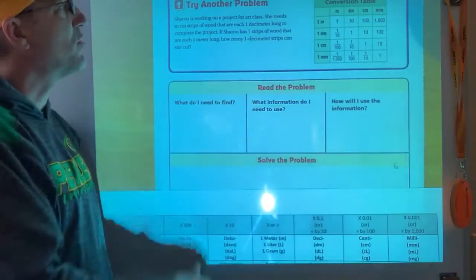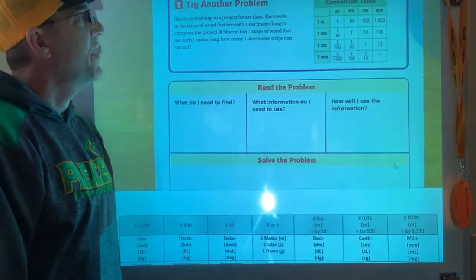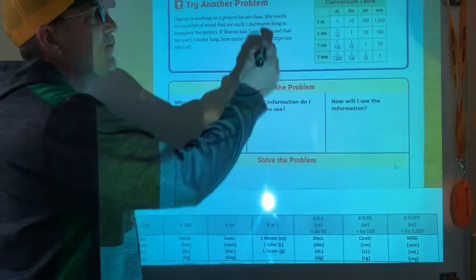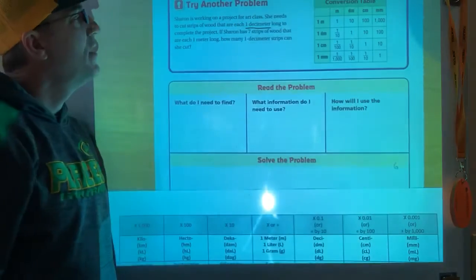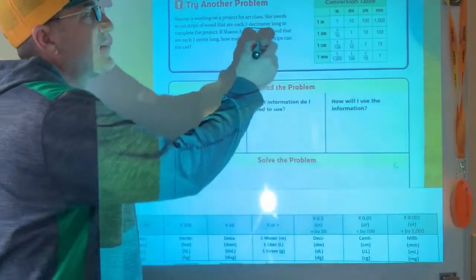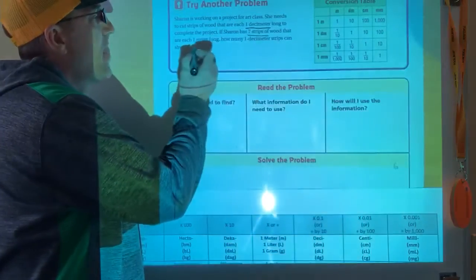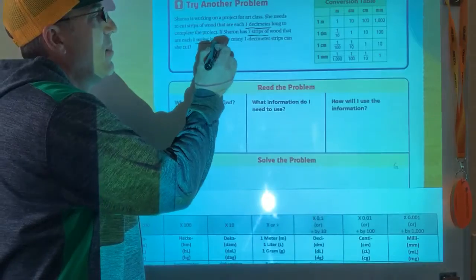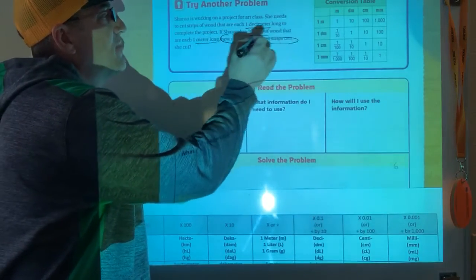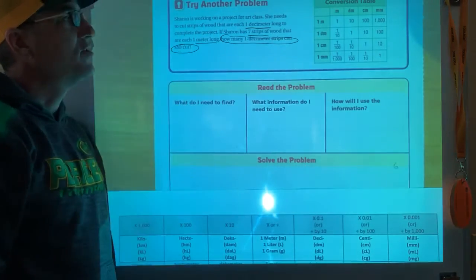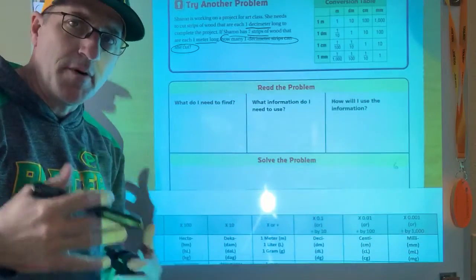Okay, so Sharon is working on a project for art class, and she needs to cut strips of wood that are each 1 decimeter. So she wants decimeters to complete her project. If Sharon has 7 strips of wood that are each 1 meter long, my question is, how many 1 decimeter strips can she get? So we're going from what to what? Pause for a second, think about that.